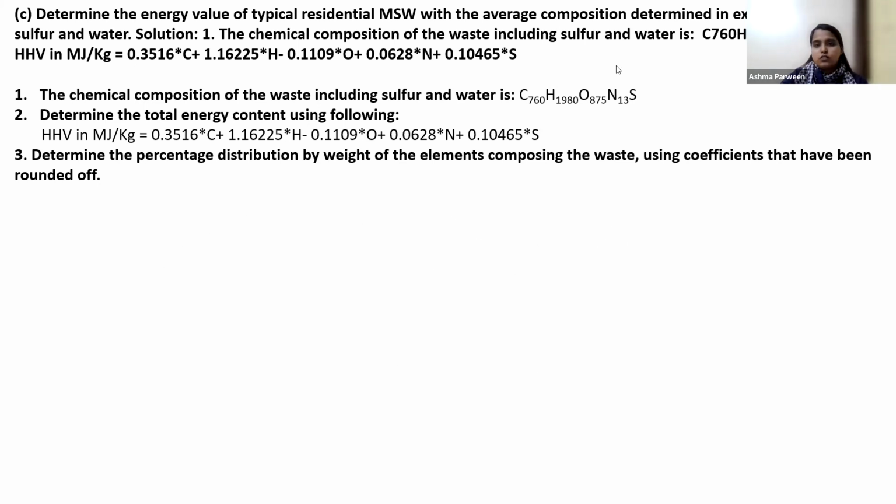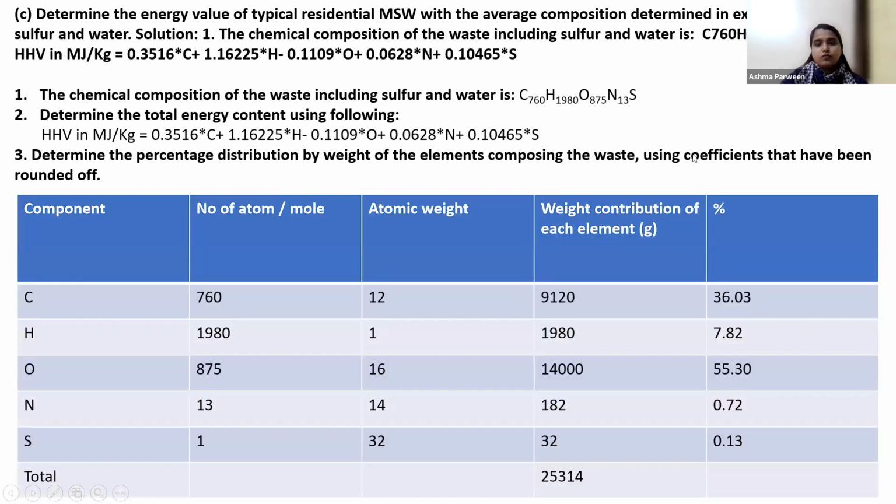So I'll move to the solution. We have the formula as C760, hydrogen 1980, oxygen 875, nitrogen 13, and sulfur 1. So we know that in 1 mole of this, we have 760 moles of carbon. So 760 into the atomic weight of carbon will give us the total weight of the carbon present in 1 mole of this MSW. So we will find out the weight of each element present in 1 mole of this MSW, and then we will add them.